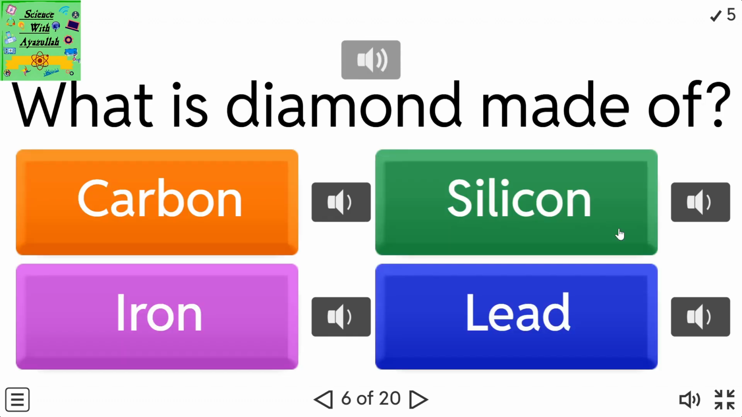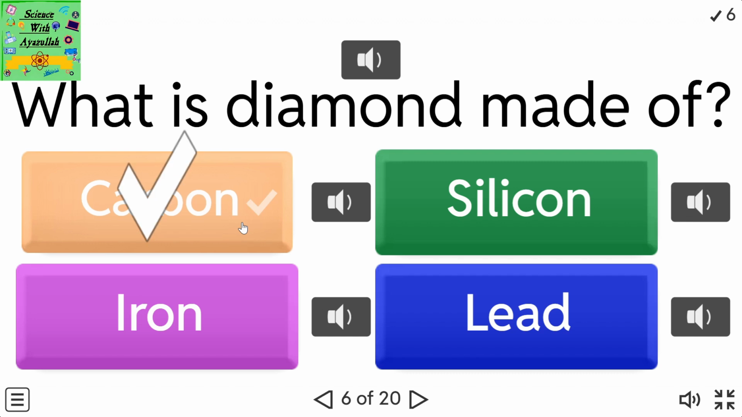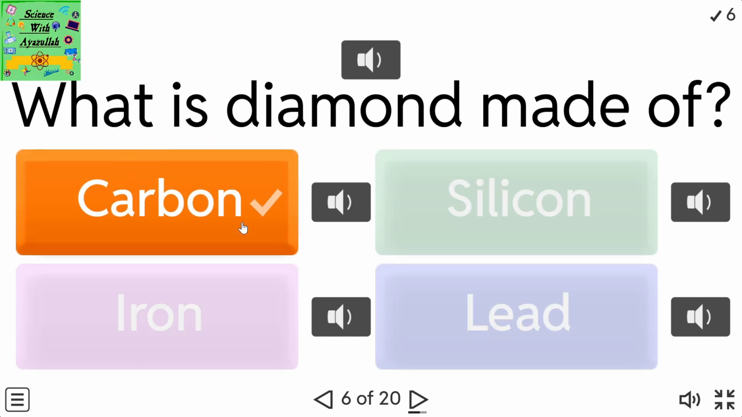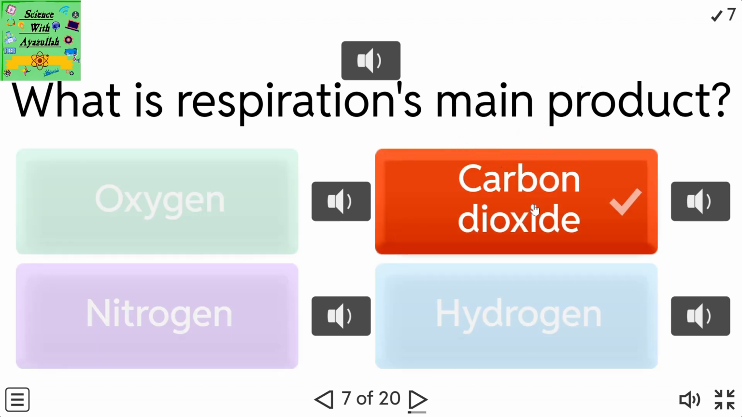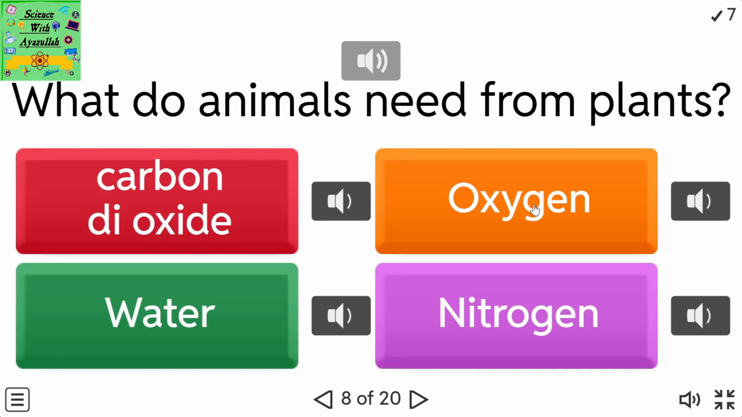What is diamond made of? Carbon. Iron. Lead. Silicon. What is respiration's main product? Oxygen. Nitrogen. Hydrogen. Carbon dioxide. What do animals need from plants? Proteins. Water. Nitrogen. Oxygen.